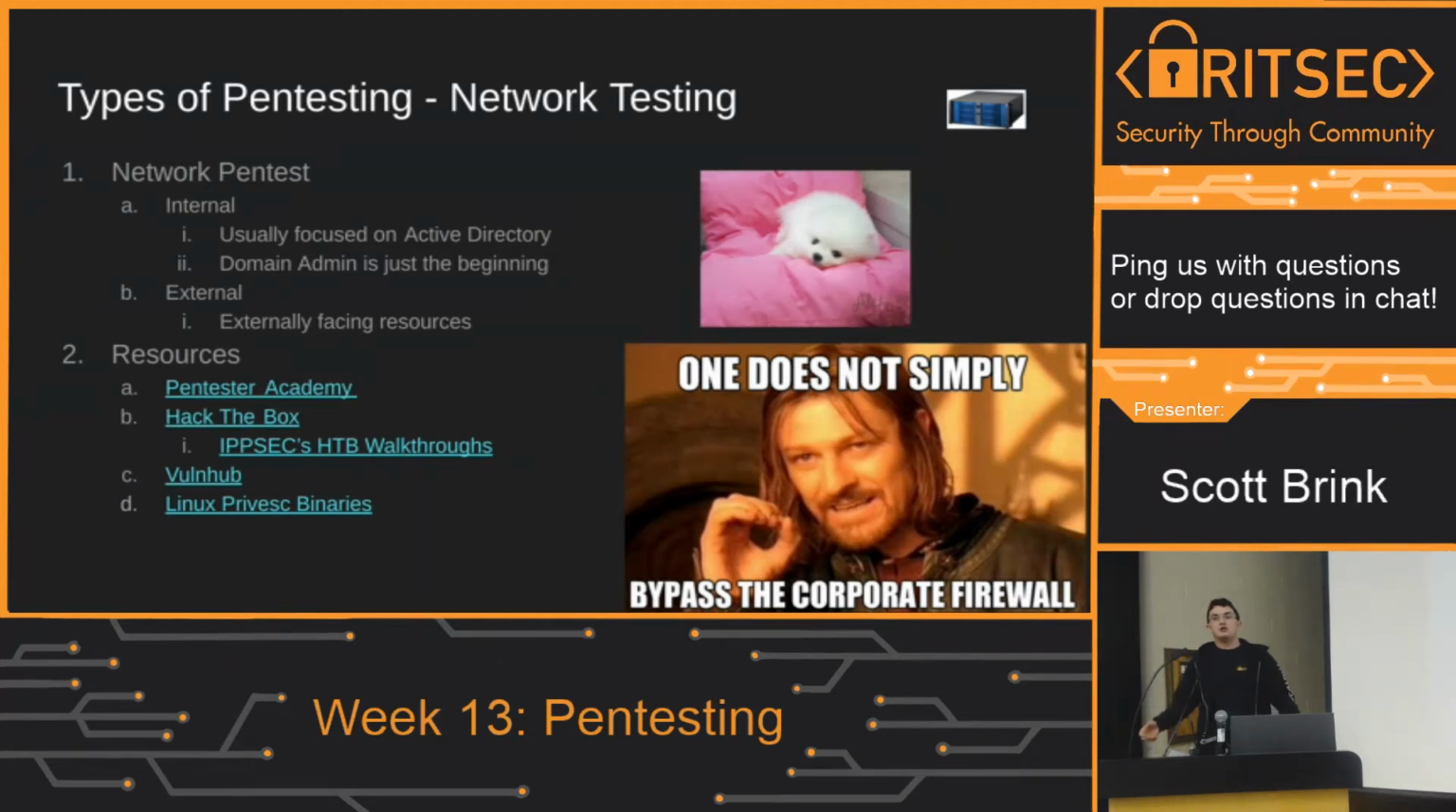Like if you're doing a test on a bank, you go through and then you're like, oh, hey, here's a list of people's social security numbers. Here's a list of W-2s and stuff like that. But external, it's a little different. It's usually not as flashy as internal.